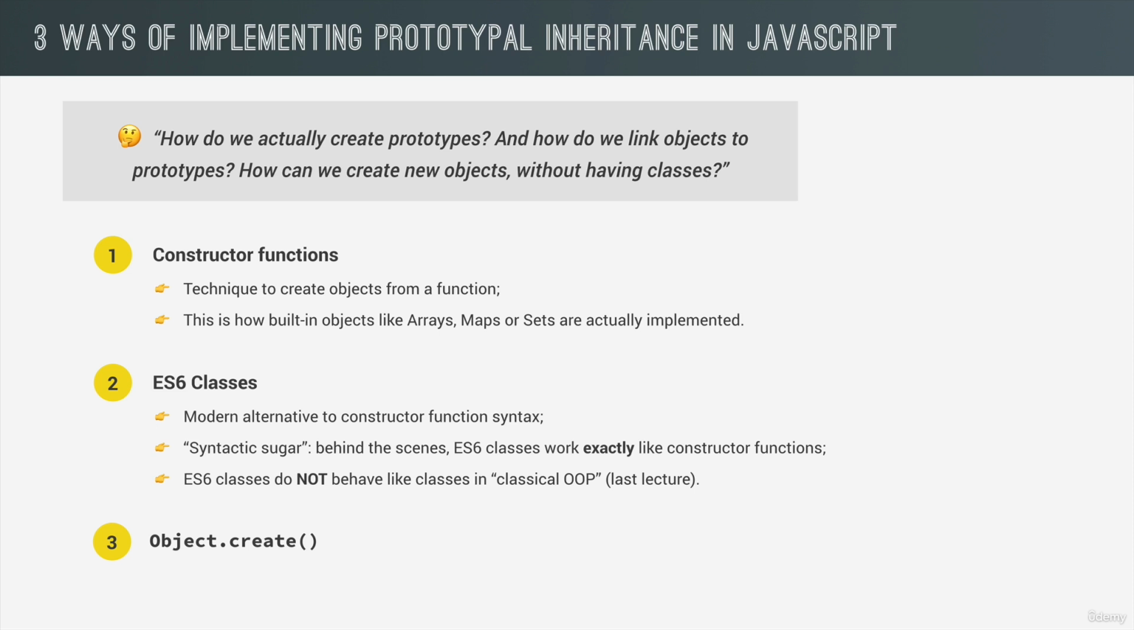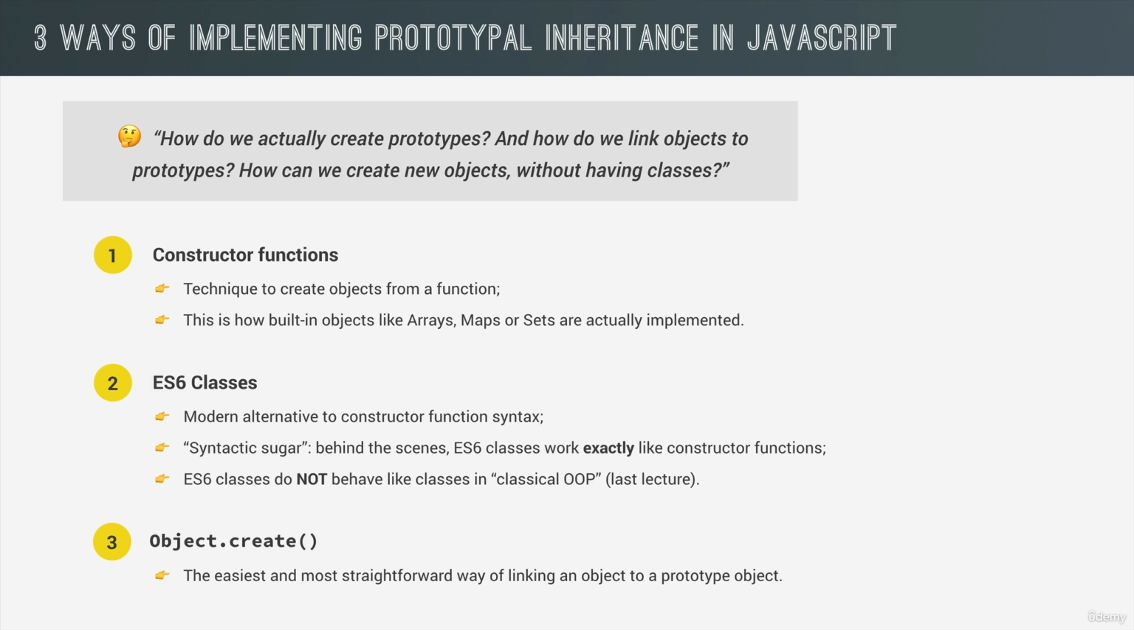So it's really just a nicer syntax that makes it easier for newcomers to do OOP in JavaScript. But behind the scenes, ES6 classes are actually implemented with constructor functions. And so they also use prototypal inheritance, just like we learned in the last slide. Finally, there's also the Object.create function, which is basically the easiest and most straightforward way of linking an object to a prototype object.